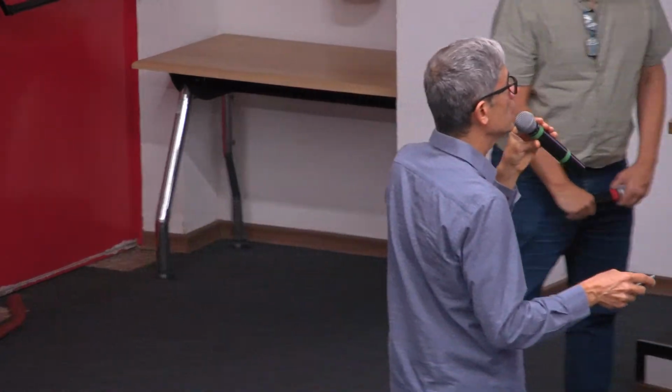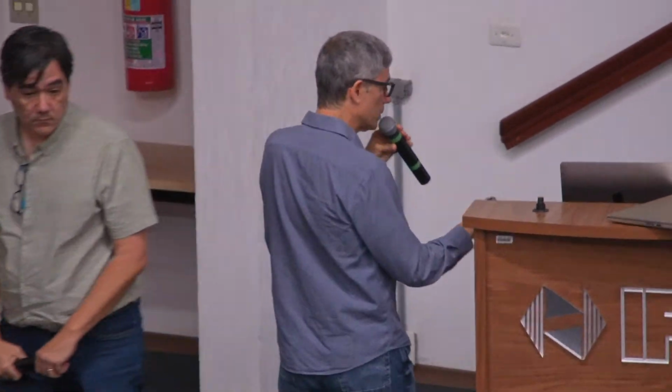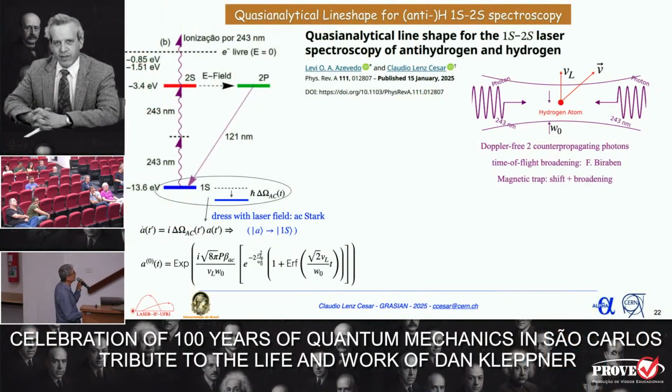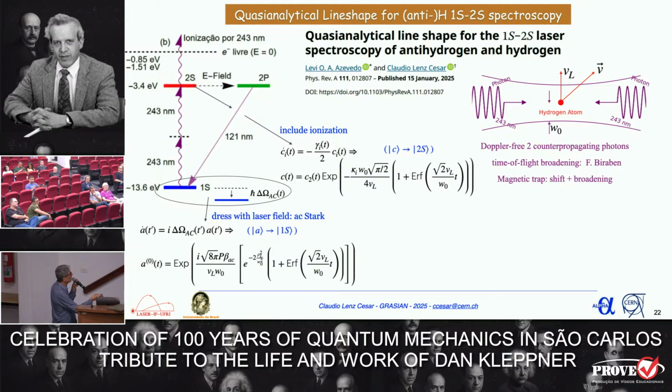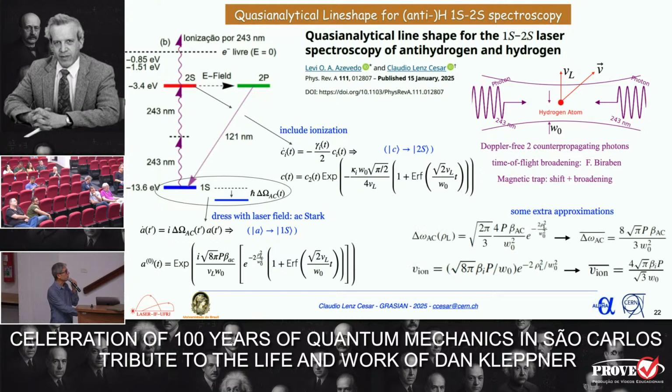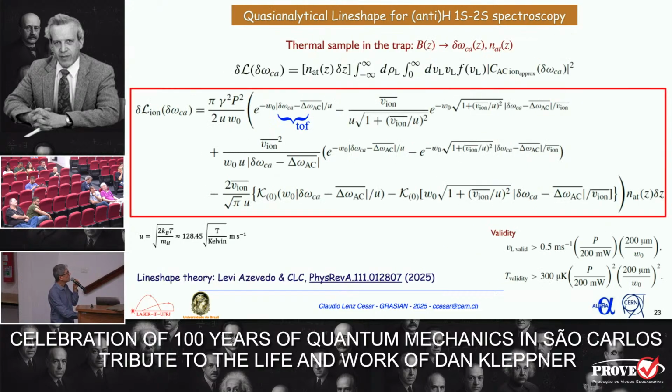So I and my PhD student Levi, we did a little theory on a line shape where we include the AC Stark shift, we include ionization, and the idea here was to produce an analytical line shape, because the way we interpret our data was based on a quantum Monte Carlo simulation that takes a whole week to simulate, and you get a few points, and it's very hard to interact with that.